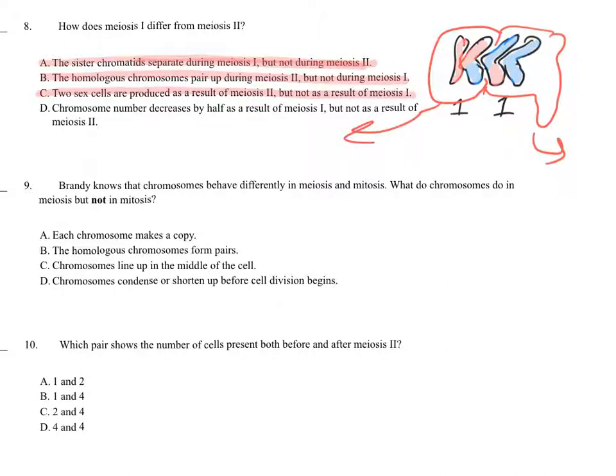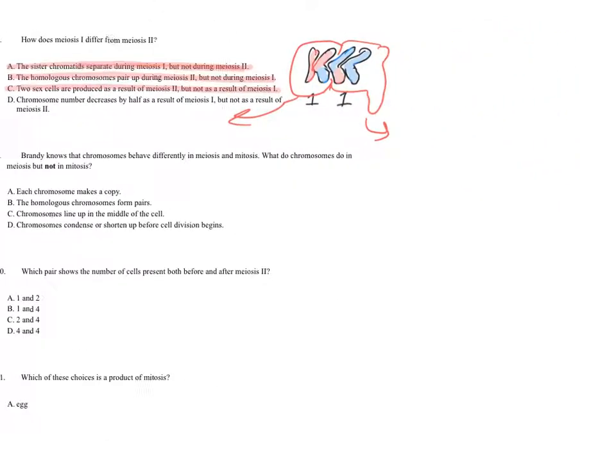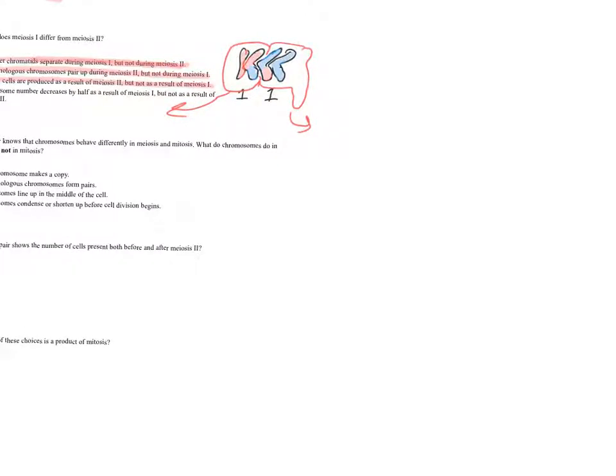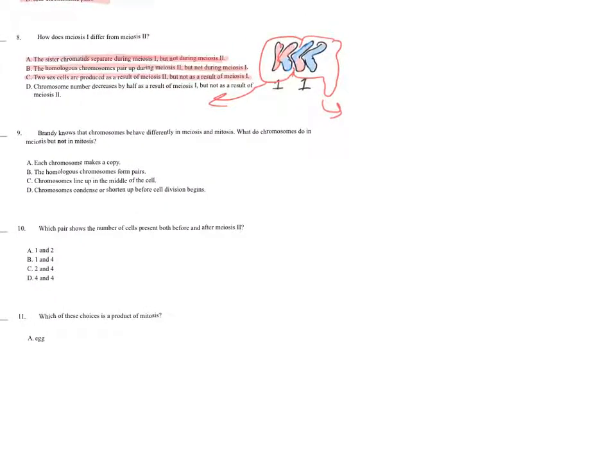Chromosome numbers decrease by half as a result of meiosis 1, but not as a result of meiosis 2. That's probably what confused you. I heard a lot of confusion, and you're like, what? That doesn't make sense. But this is a trick question. It's not really a trick question. This question is asking, do they understand the difference between sister chromatids and chromosomes?